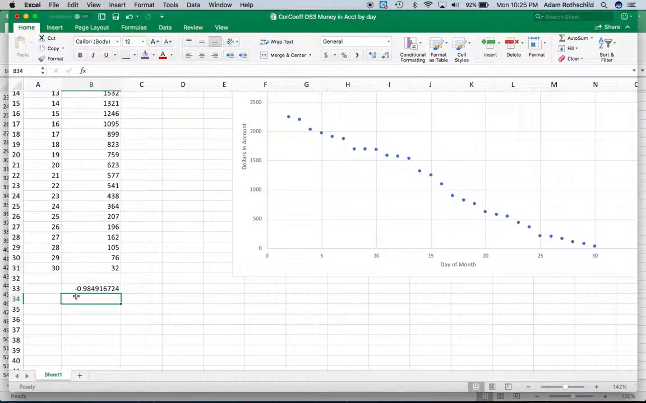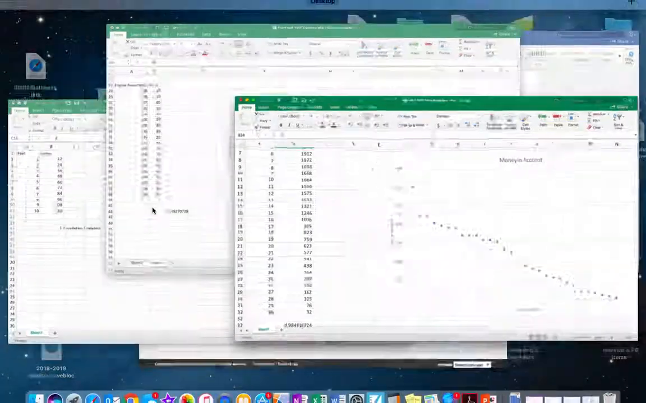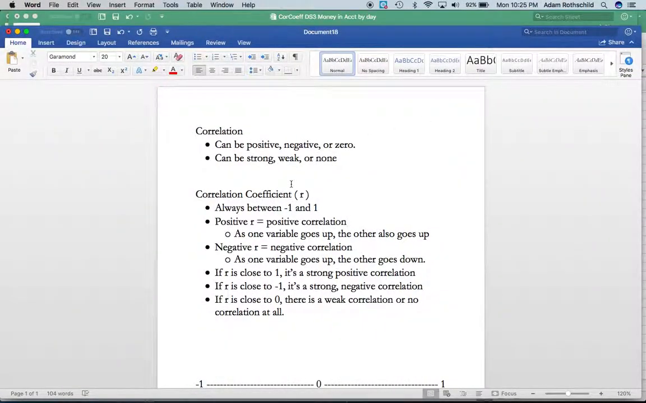So what we're learning about the correlation coefficient is that a perfect positive correlation is 1. A perfect negative correlation is negative 1. And no correlation at all is 0. So this is what we've learned so far. Correlation can be positive, negative, or 0, and it can be strong, weak, or none. The correlation coefficient, which is abbreviated R, is always a number between negative 1 and 1.